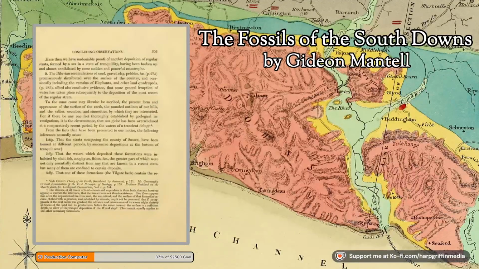The absence of all traces of land animals and vegetables in these beds does not, however, appear to warrant the inference that the former were not then in existence. For if we suppose that after the deposition of the iron sand, the sea retired, and the surface of that formation became clothed with vegetation and inhabited by animals, may it not be presumed that if the approach of the next ocean was gradual, the advance and retrocession of its waves might destroy all traces of the land and its productions before the water covered the surface to a sufficient depth to allow of the tranquil deposition of the weald clay? This remark equally applies to the other secondary formations.